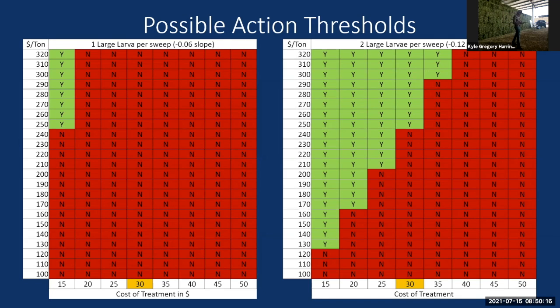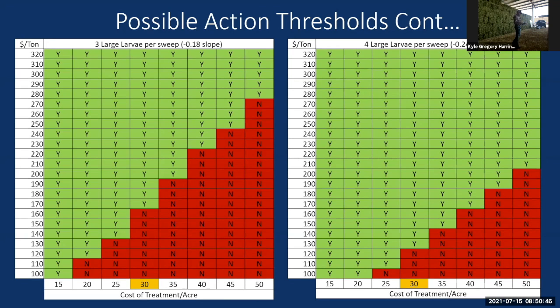But it shows the same picture: based on the value of your hay in tons and the cost of treatment. This is total cost of treatment. So if it's $5 for the product and $12 to do custom application, that's 17. So we're talking total cost of treatment for your application. Based on those values, whether you have 1, 2, 3, or 4 large larvae per sweep, green is green light, go. Red is stop. That's pretty straightforward for you guys. We're going to make it more helpful here in a second.